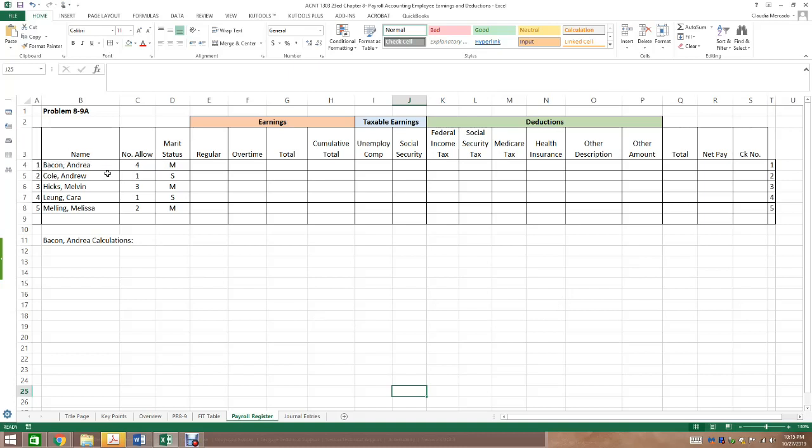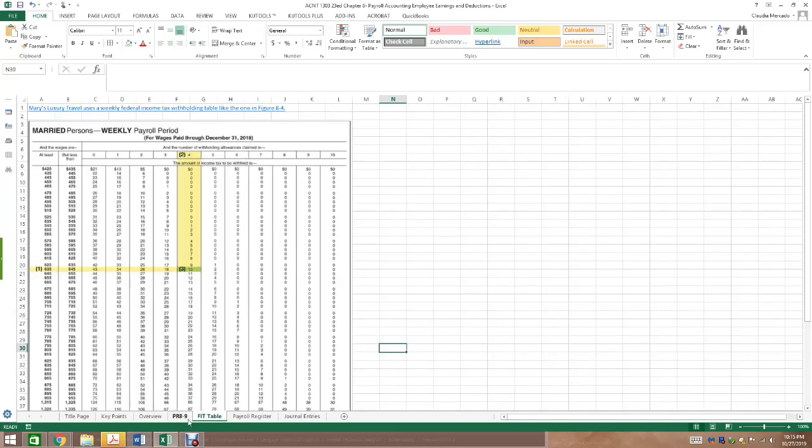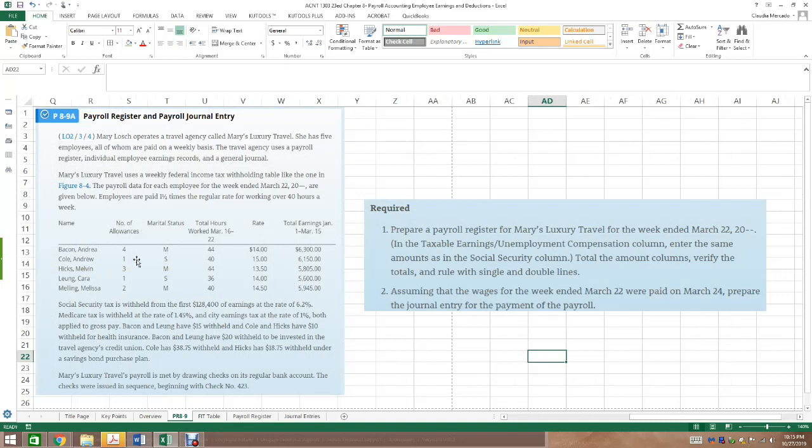I'm going to do Andrea Bacon. She has 4 allowances and she's married. Now, the first thing we have to calculate is her regular pay. If we go back to the problem, it says that Andrea worked 44 hours, and she gets paid $14 an hour. So she works 44 hours and the rate is $14 an hour.